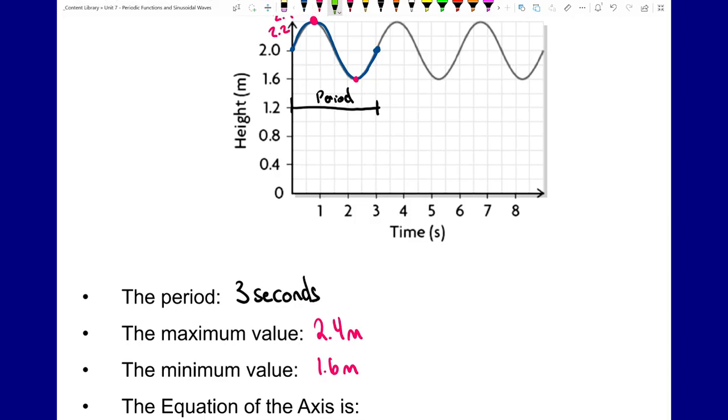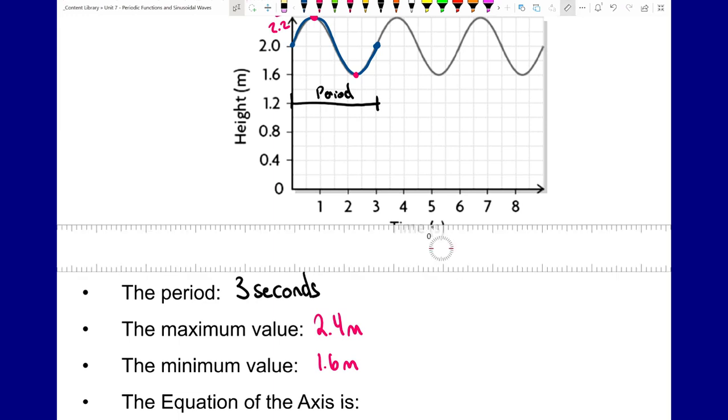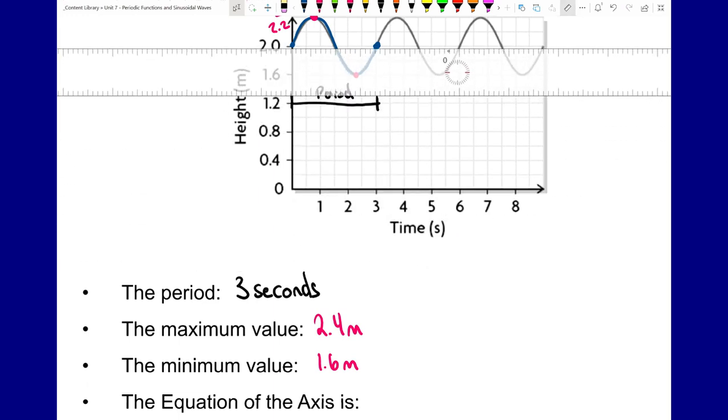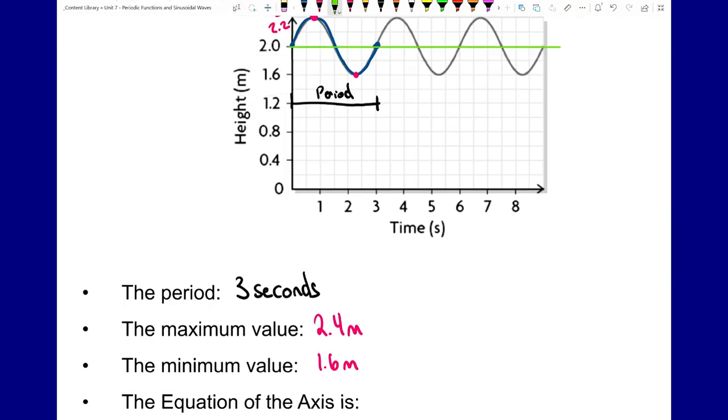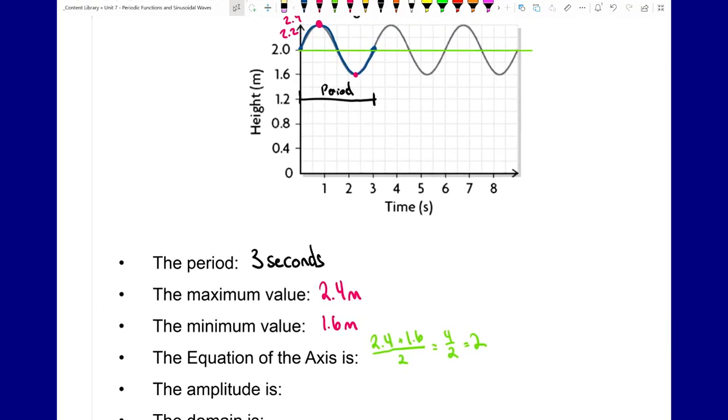The equation of the axis, again, I could look visually and see where the middle is, right? I could probably just take an estimation, and say that the midline or the equation of the axis is right there. Or I can calculate it by doing the maximum plus the minimum divided by 2, or I get 4 divided by 2, which is 2, which is the same value that we have. So our equation of the axis is y equals 2, or just 2.